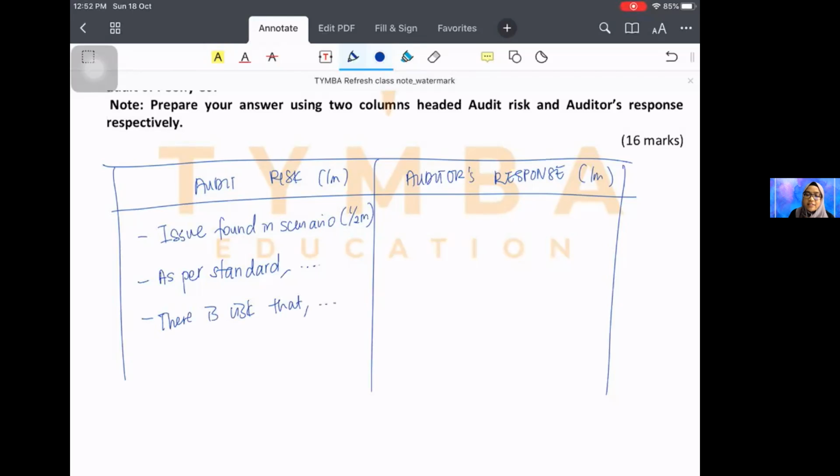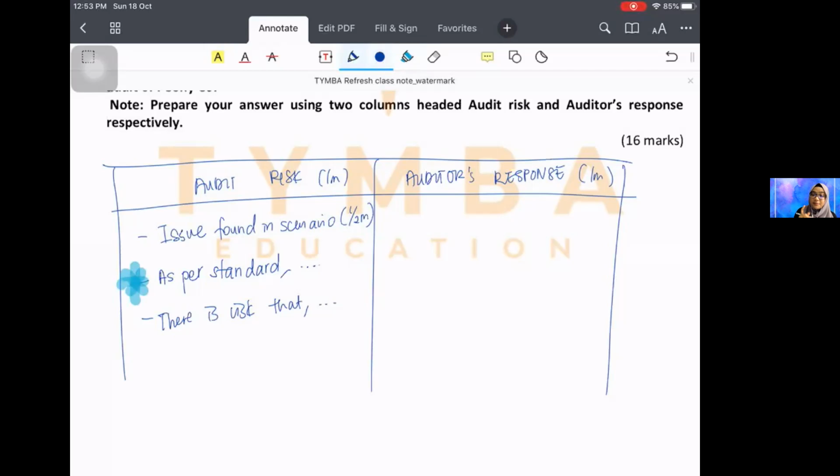This would help you to write the correct risk upon the issues you already found. So as per standard, development cost must be capitalized provided they satisfy all criteria in the standard, IAS 38. So there is risk that the development cost does not satisfy all criteria in IAS 38. That's how you answer. If you miss the as per standard part, there is risk that you also give the wrong audit risk in your answer. So my advice is we write the standard first, just to make sure our answers are correct. And only then we write there is risk, the audit risk.